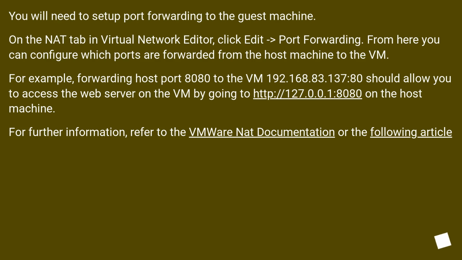192.168.83.137 to 80 should allow you to access the web server on the VM by going to this URL on the host machine. For further information, refer to the VMware NAT documentation or the following article.